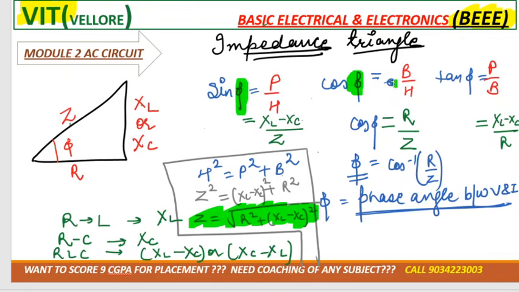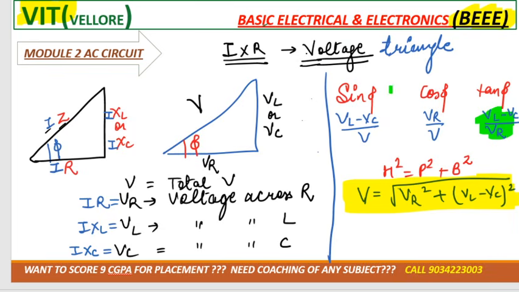And if you calculate it from the impedance triangle, then cos phi is R by Z. And if you calculate from the voltage triangle, that is VR by V. So whatever they have given, we calculate according to that only. Understood?